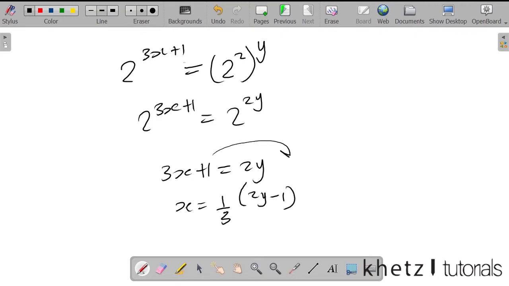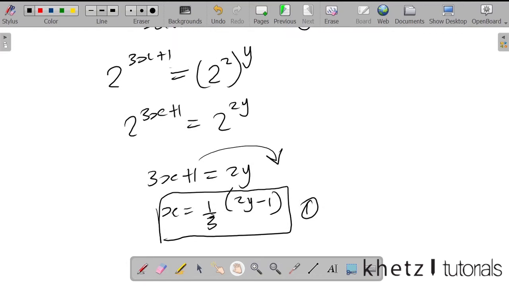So you're going to take this to that side, it's going to become -1. Then you can divide everything by 3. That is why you have this formula over here. So you can take this as your first formula. So x is equal to a third of 2y subtract 1.